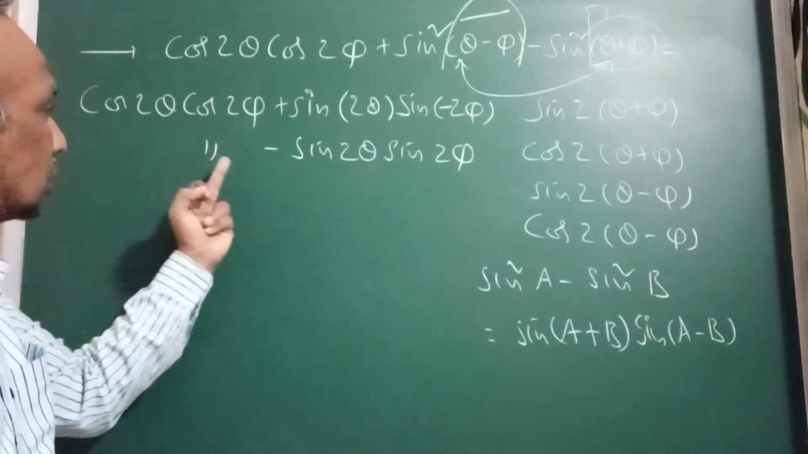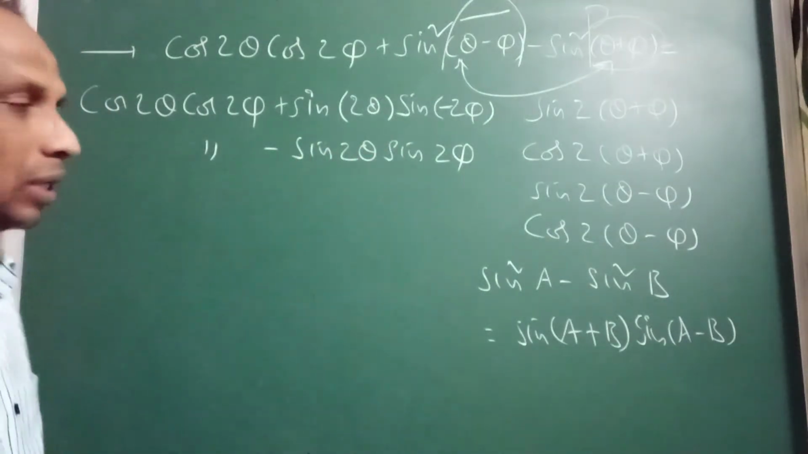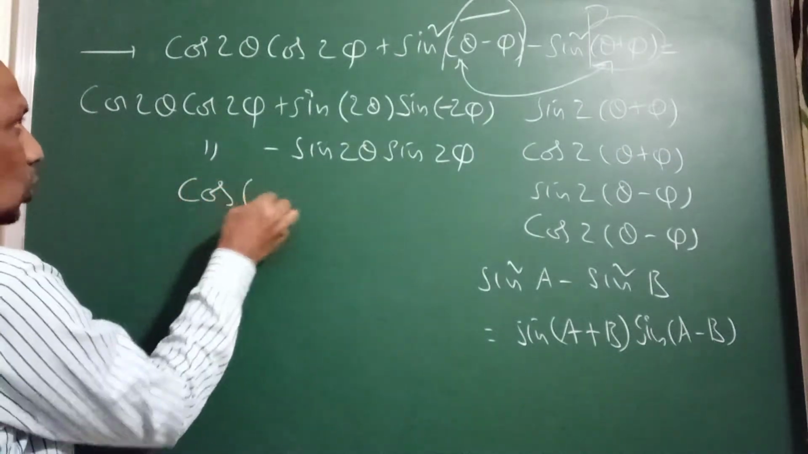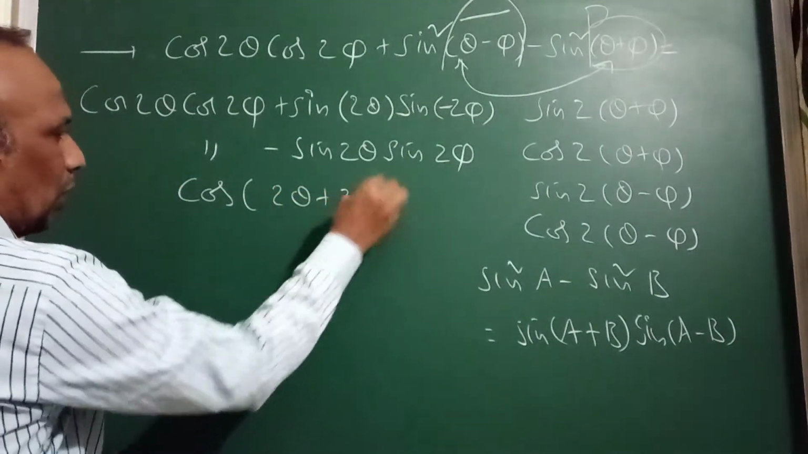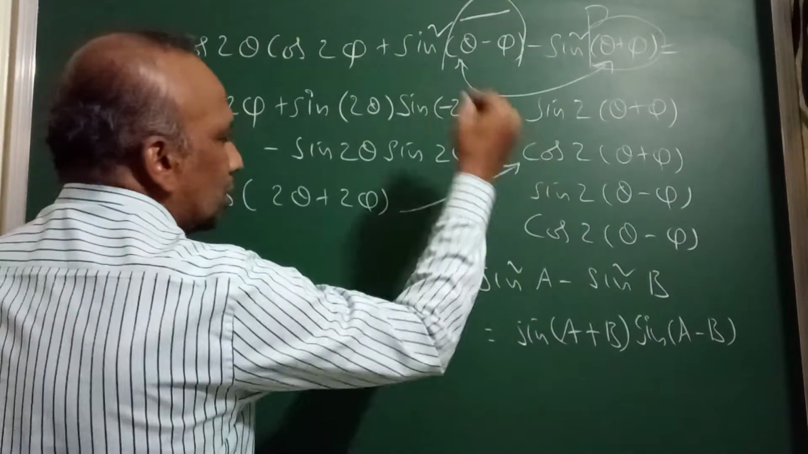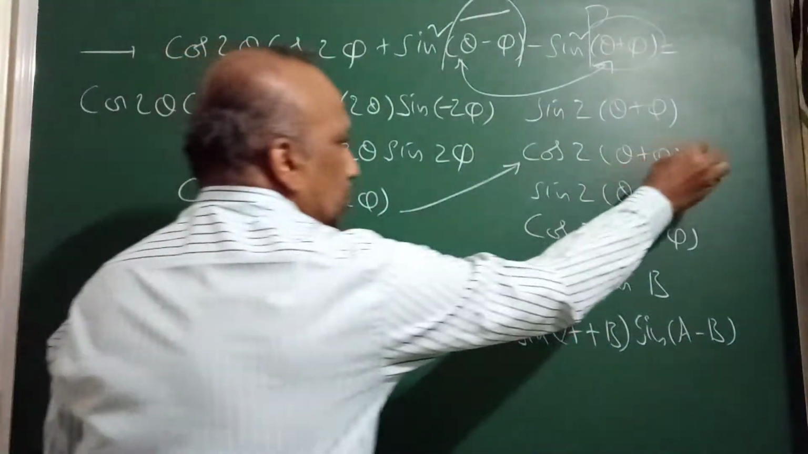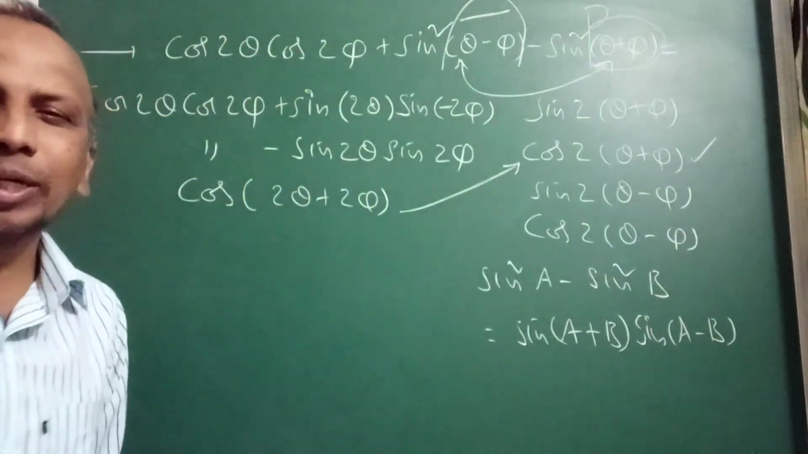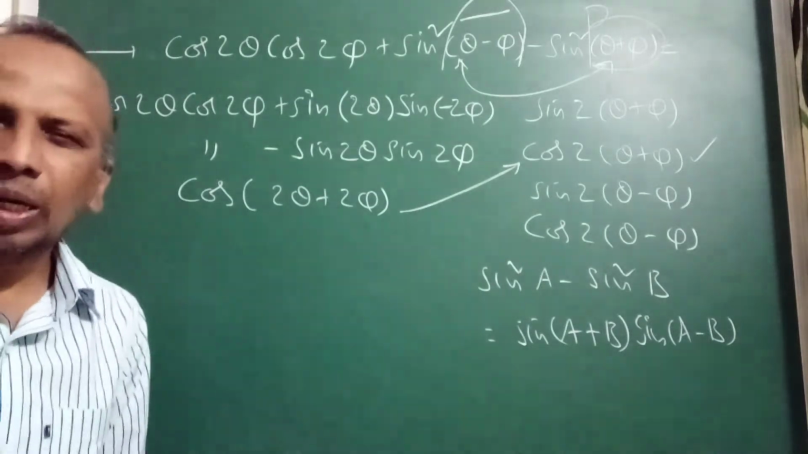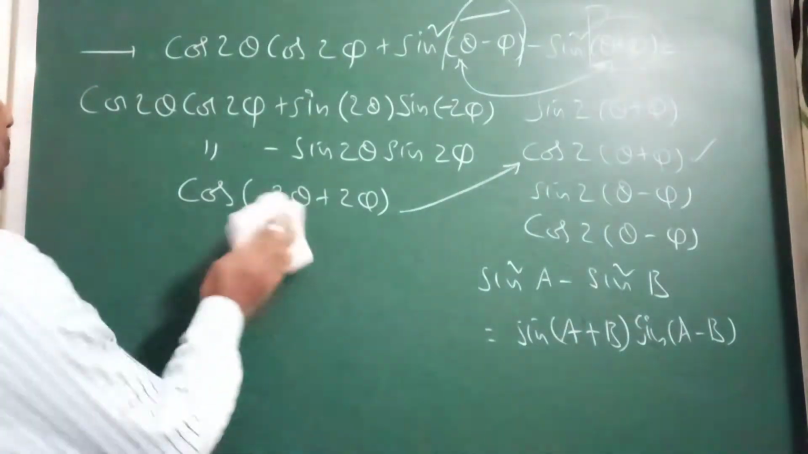Here you can see cos A cos B minus sin A sin B. This will be cos of A plus B. So you will get 2 theta plus 2 phi. So this is your answer, right? The second option is your answer, cos of 2 into theta plus phi. Now I am going to explain the second problem.